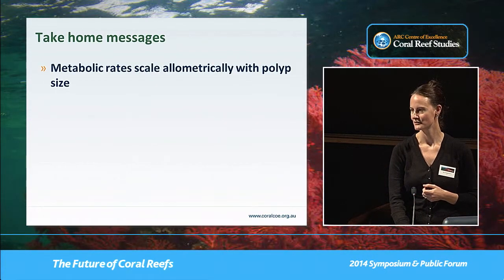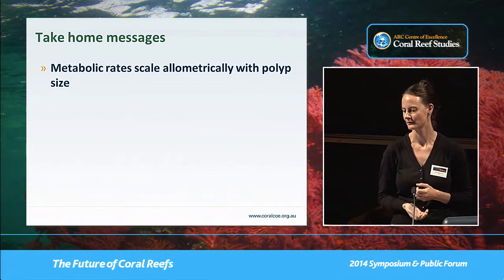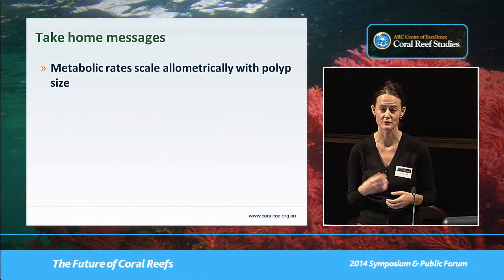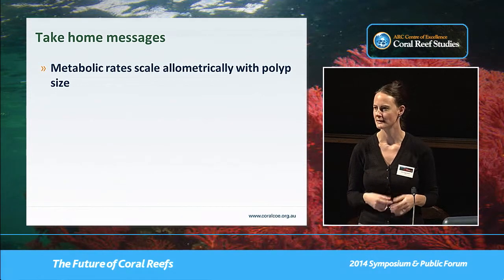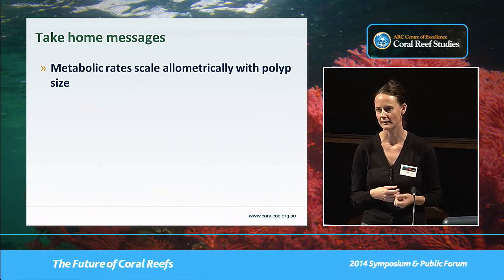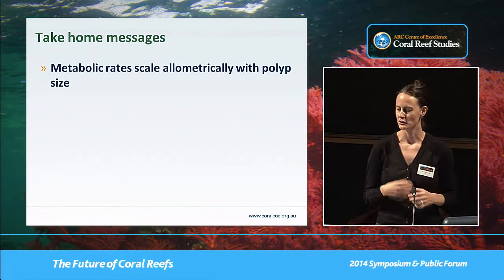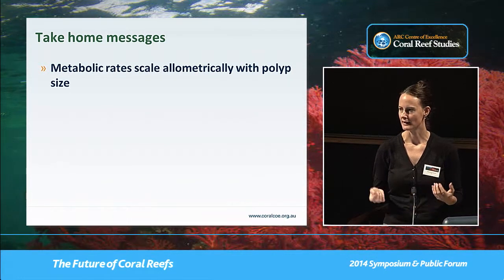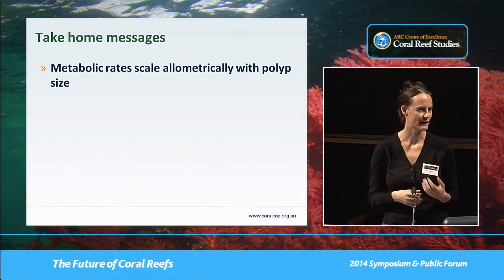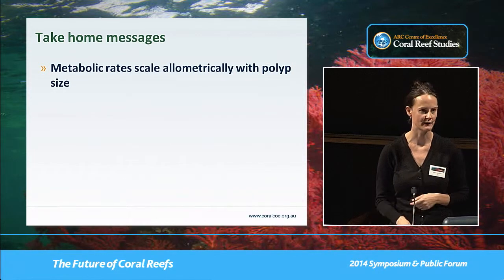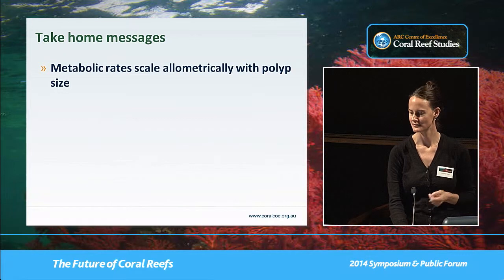So take-home messages from today. The first exciting finding, which I'm particularly excited about and I think is relevant for studies of physiological ecology in general, is that we are seeing this signal of metabolic rates scaling allometrically with polyp size for corals. It's a ubiquitous relationship we've seen for all kinds of animals. Things like heart rate and organ size scale allometrically with body size in a range of different animals as well. So it's interesting that we're seeing this kind of 1/3 power scaling relationship between metabolism and polyp size in corals.